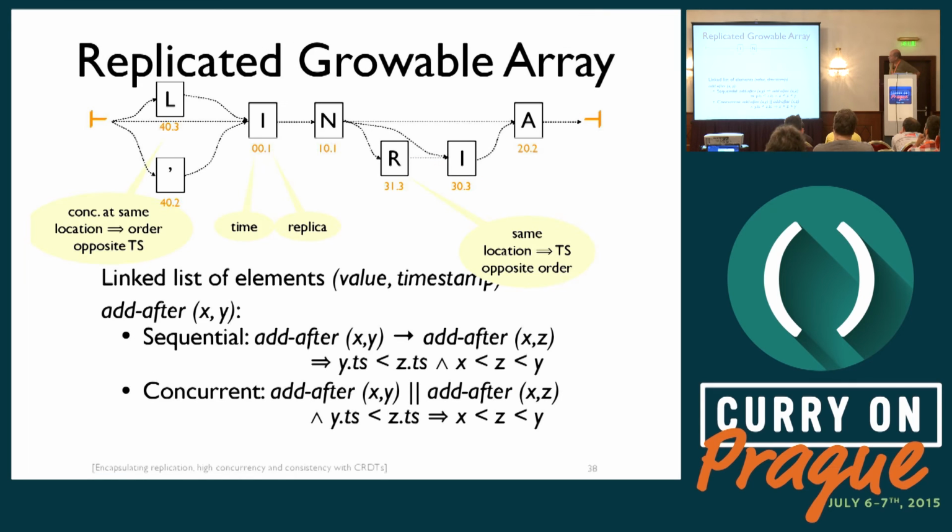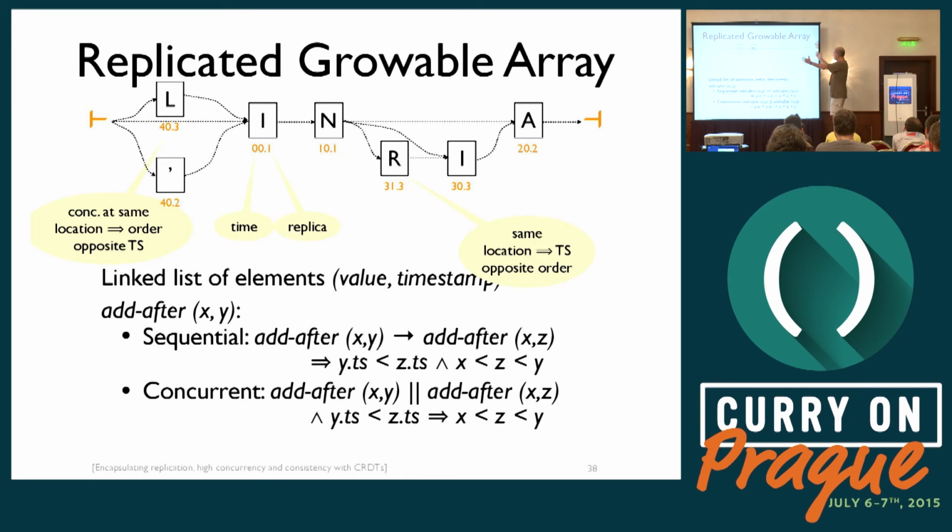I want to tell you about another very cool data type, which we didn't invent. It's called the replicated growable array, RGA. It's not well known, but it's very cool. Basically, it represents a linked list of elements. So it's something you might use for concurrent editing, for instance. And each element has a value, so I or n here, and a timestamp. And just like before, timestamp has a time part and a local replica ID.